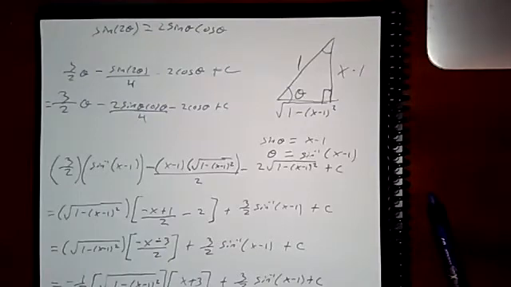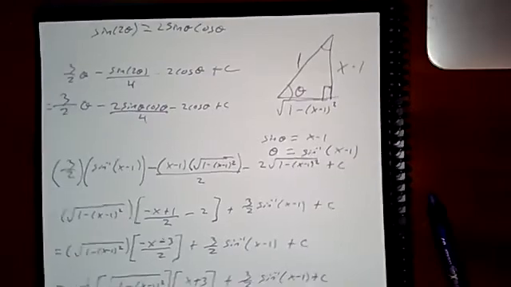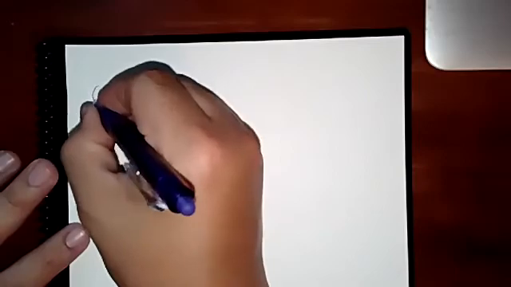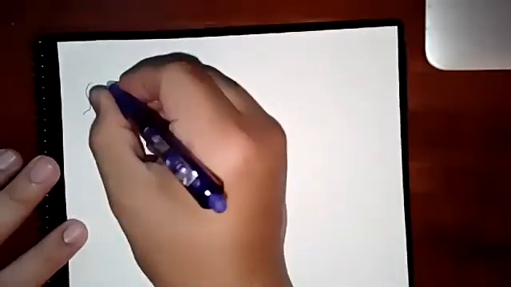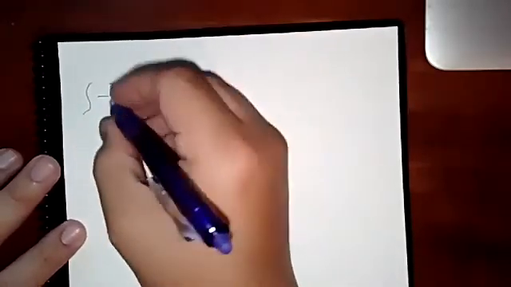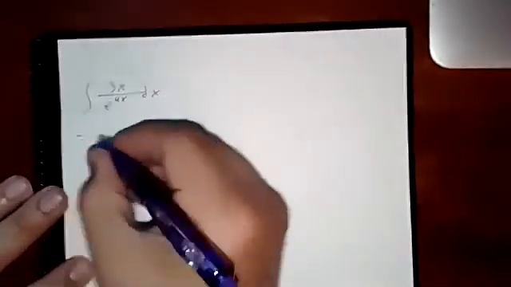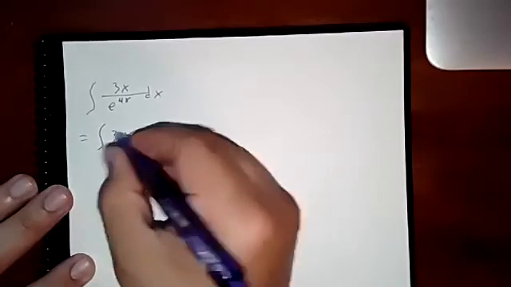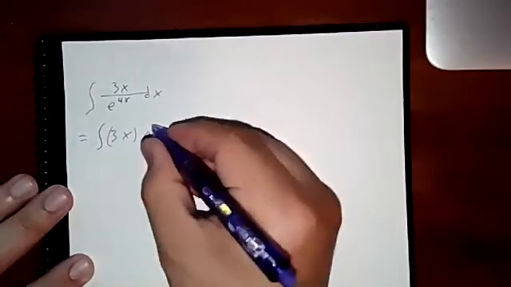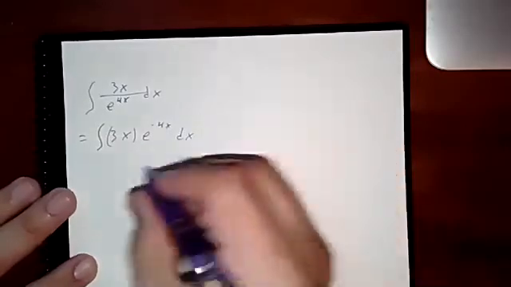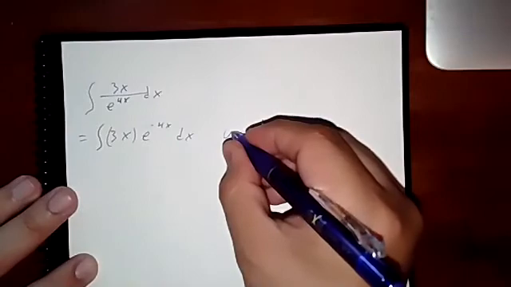I just picked number 5 from the homework. We have the integral of 3x over e to the 4x dx. So we need to rewrite this as 3x e to the negative 4x dx. And then we need to choose what is u and what is dv.